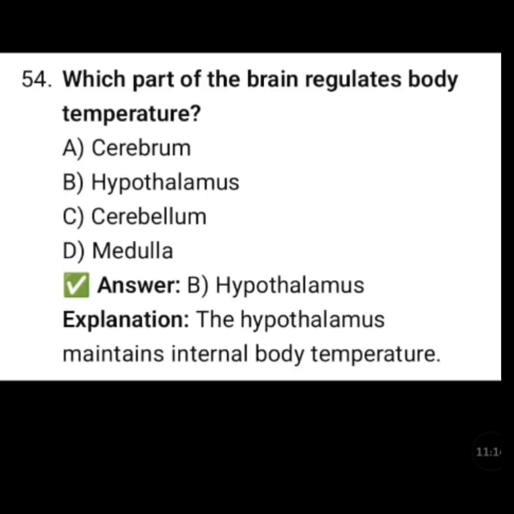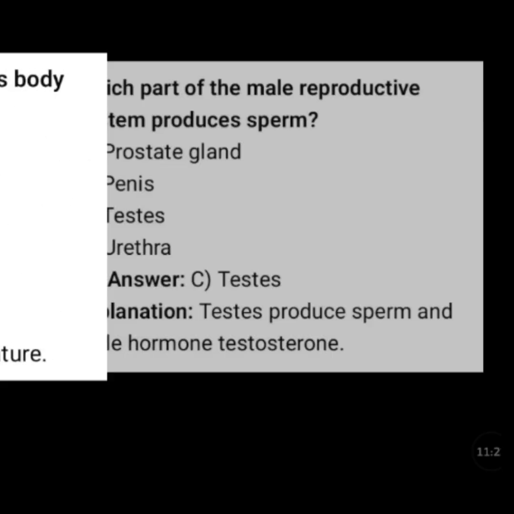Which part of the brain regulates body temperature? Cerebrum, hypothalamus, cerebellum, medulla. The correct answer is option B, hypothalamus. The hypothalamus maintains internal body temperature.